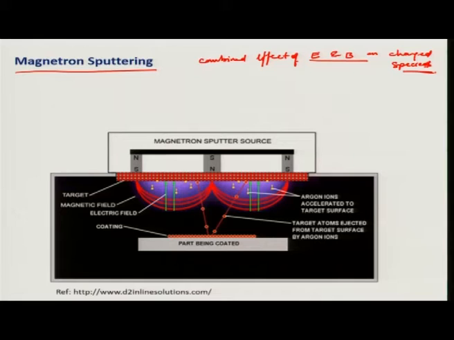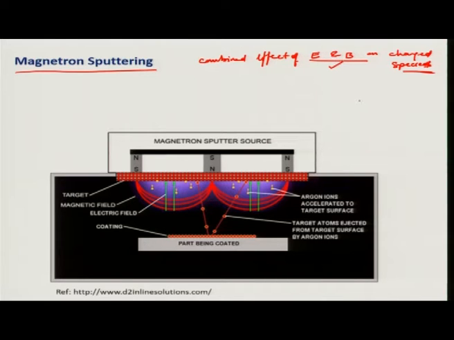So, we had discussed this part when we were discussing plasma. Now, this exact phenomenon is utilized in more efficient sputtering targets, which are called magnetrons. This figure shows you how a magnetron works.